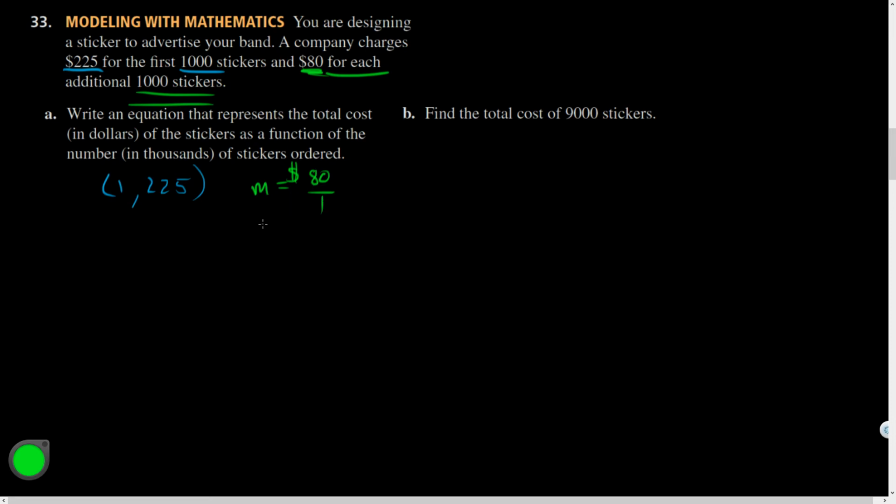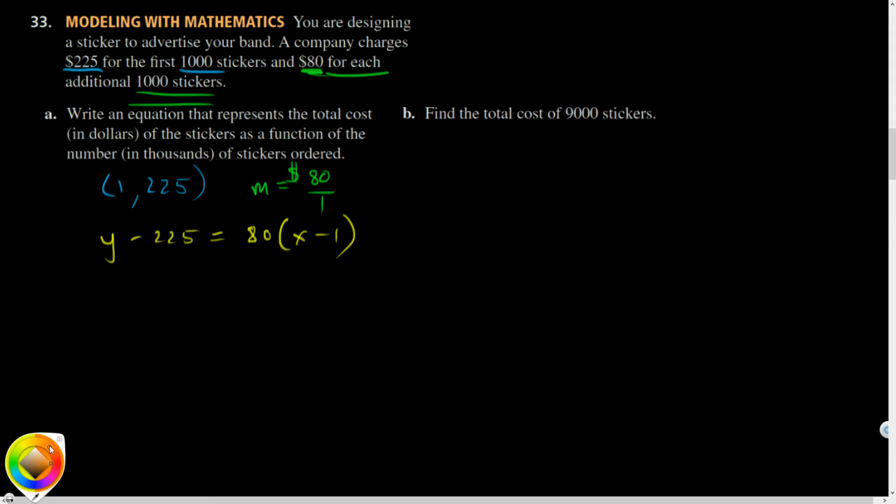This is what I'm predicting the case is. All right, yeah. Let's write this down. Y minus 225 equals 80 parentheses X minus 1. Yeah. It's a linear equation. It's in point slope form.